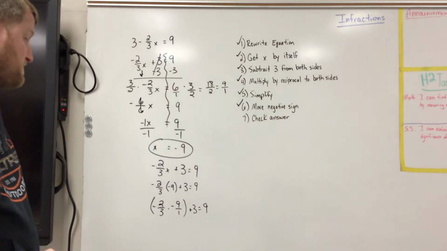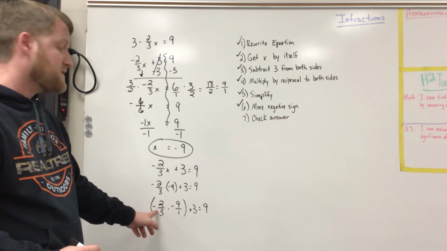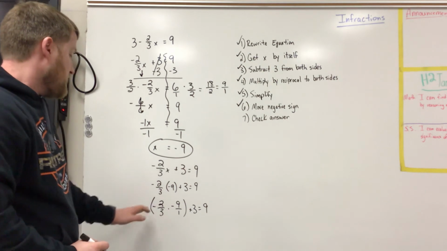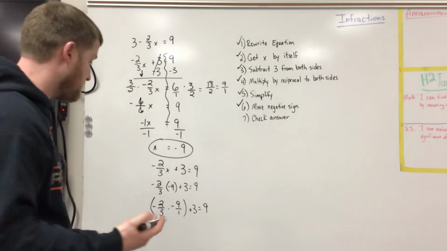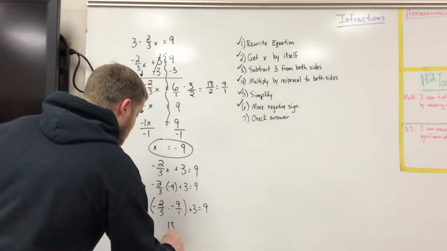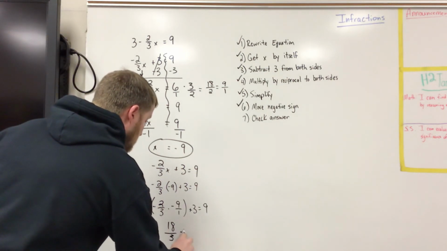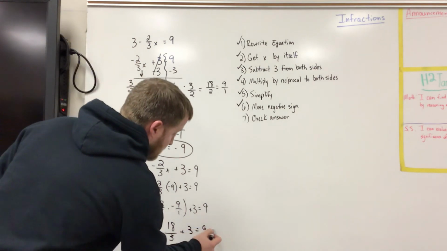Okay, so we get here. Order of operations: do what's inside first, the parentheses. Inside the parentheses we're multiplying. A negative times a negative, as I mentioned a minute ago, is going to be positive. So let's multiply across. 2 times 9 is going to be 18. 3 times 1 is going to be 3. Plus 3 equals 9.